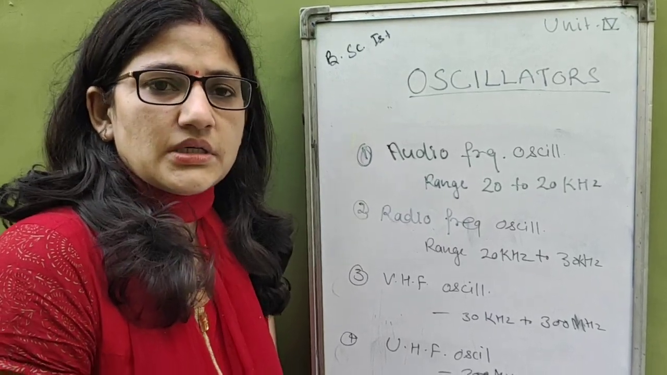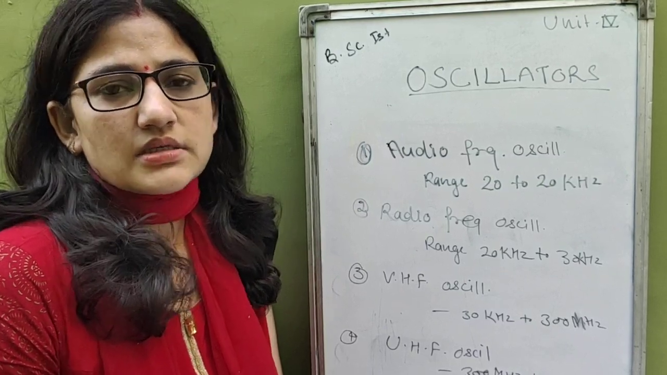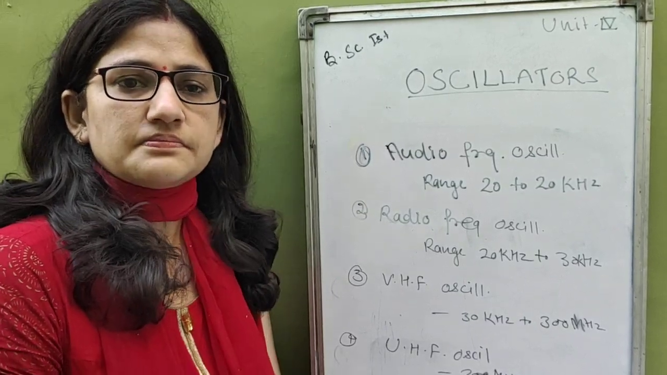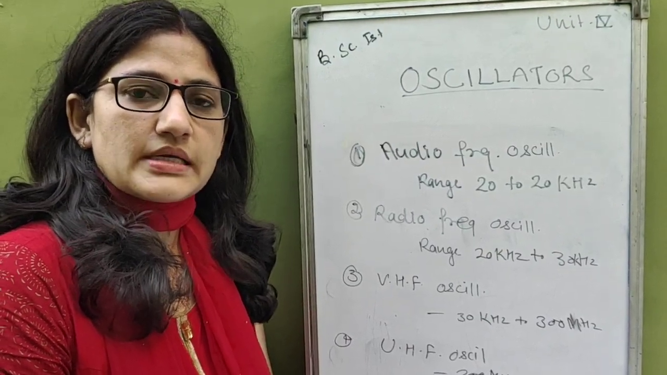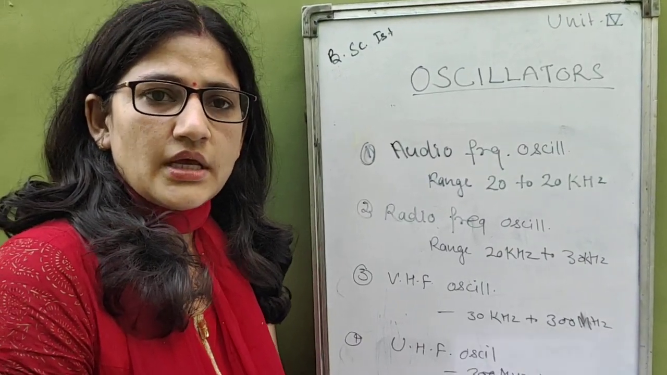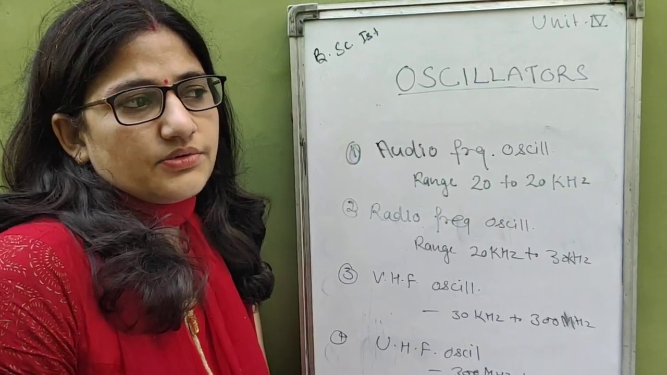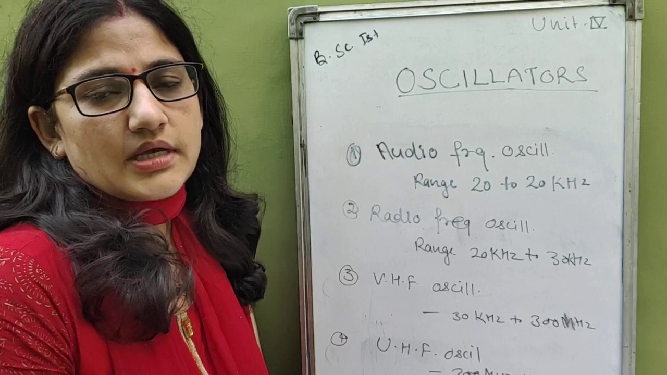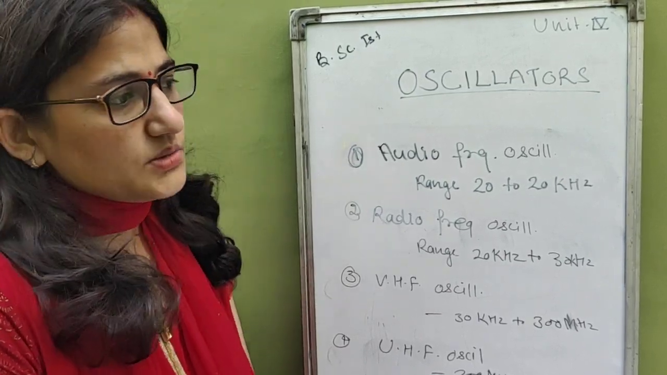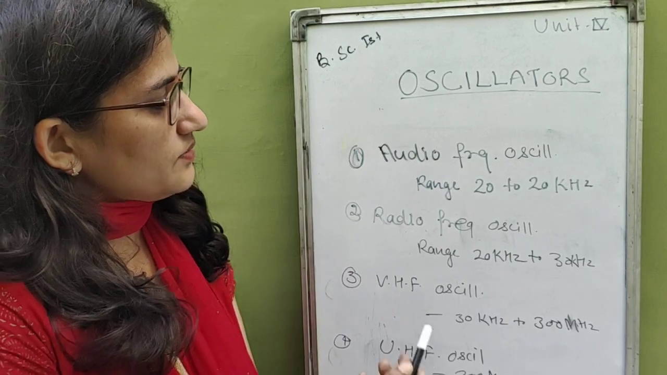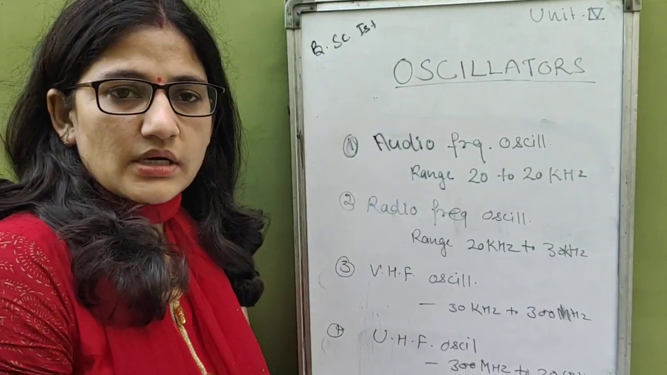Here the requirement is only the sinusoidal oscillator. So we can divide the sinusoidal oscillators into different categories depending on the frequency range, and depending on the frequency range, we categorize them into 5 categories. First is audio frequency oscillators, meaning the audible range.